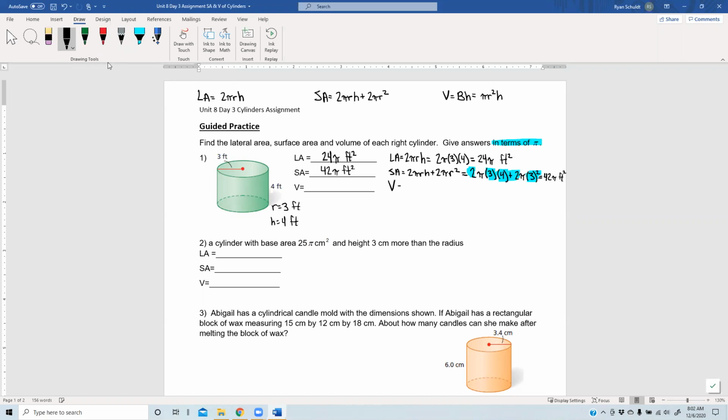And then volume. The formula chart tells you BH, but you're a beast, and you know that B is pi r squared times h. So pi r is 3 squared, h is 4. 3 squared times 4 is 36. So we're going to have 36 pi feet cubed.